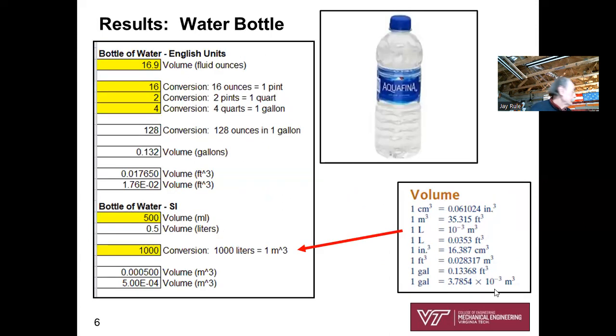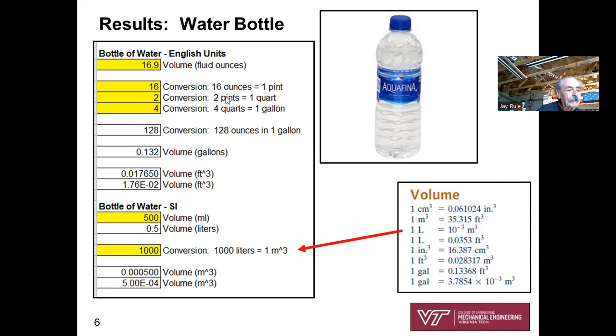All right. Now, the water bottle. Mine's Dasani, but I've got a screenshot of Aquafina, 16.9. So let's do English units first. 16.9 fluid ounces. Let's see. I had this in my head. I didn't need to look this up in any conversion factors.